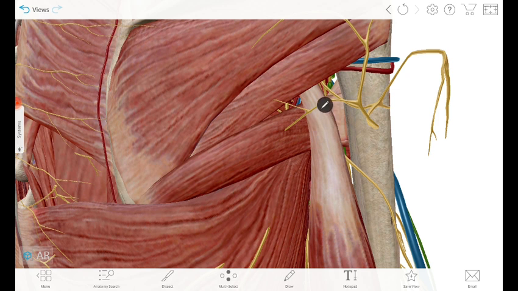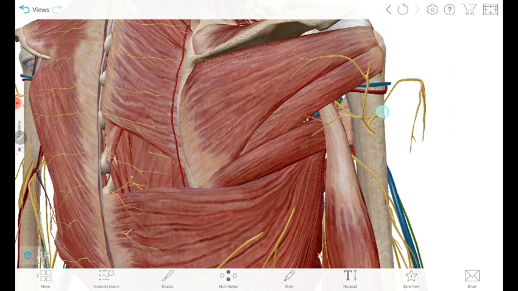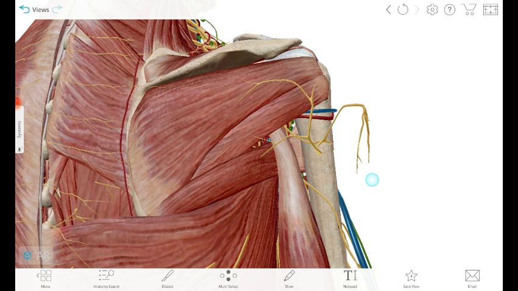Now we will try to put in some logic so as to remember what the content could be. If I ask you, among the upper triangular space, the lower triangular space, and the quadrangular space, which one is the closest to the axilla and which one is the closest to the upper part of the humerus? Obviously the answer is the quadrangular space. It is closest to the axilla, and also closest to the upper part of the humerus.